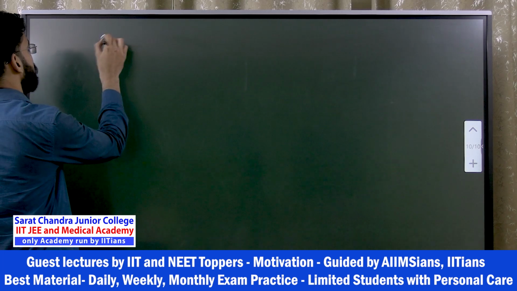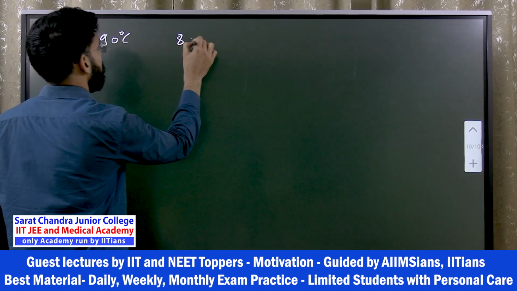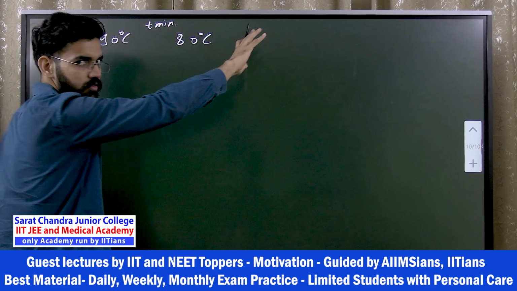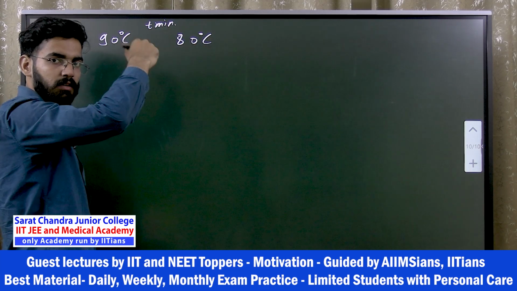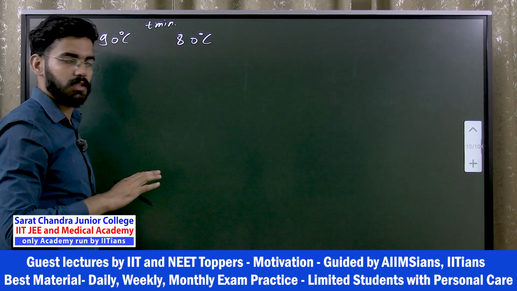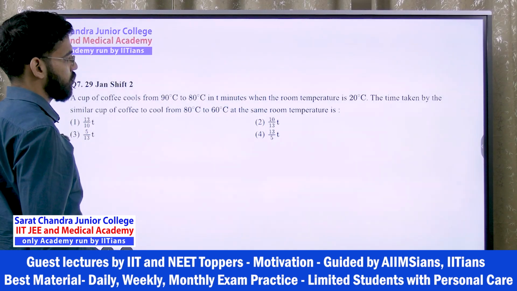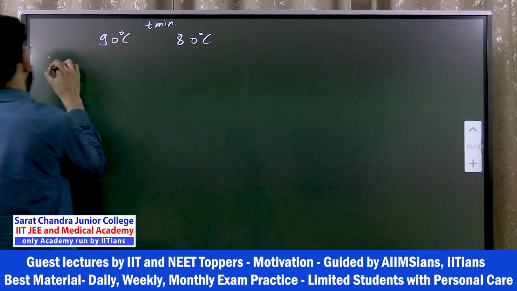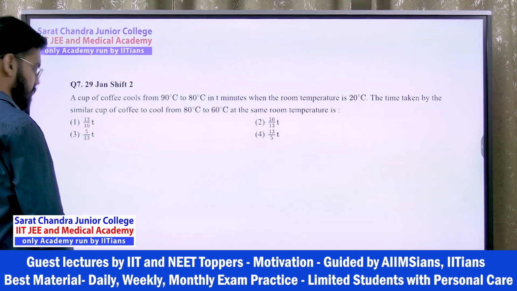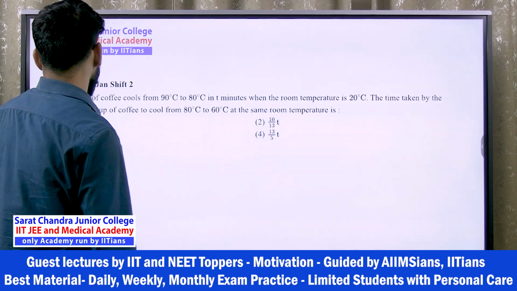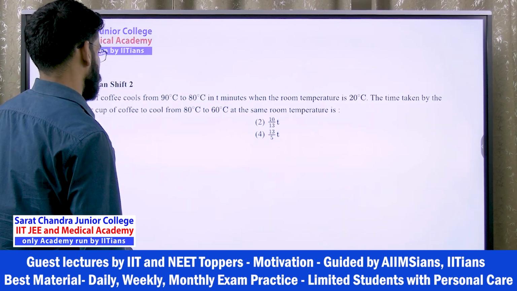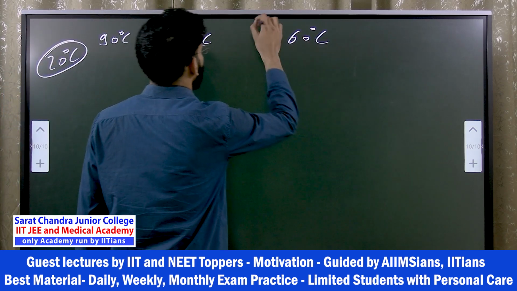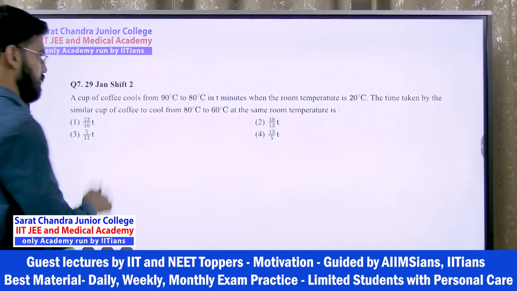90 to 80, T minutes. If you write it down like this, it will be much easier. Otherwise, for every piece of information you have to go into the question again, right? That will be more problematic. And the room temperature is 20 degrees centigrade. The time taken by a similar cup of coffee to cool from 80 degrees centigrade to 60 degrees centigrade. Now from 80 to 60, how much time T dash will it take? He is asking in terms of T.